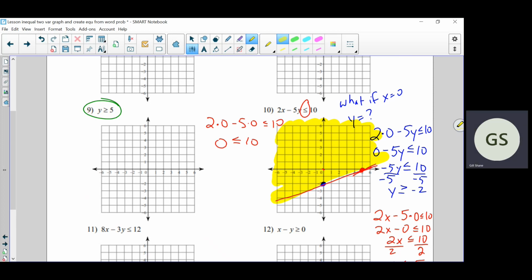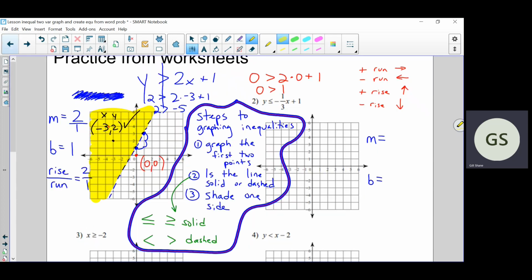Then you have to figure out is the line solid or dashed. That's how we do these steps. You copied these down hopefully the other day. Yeah, I copied all that.